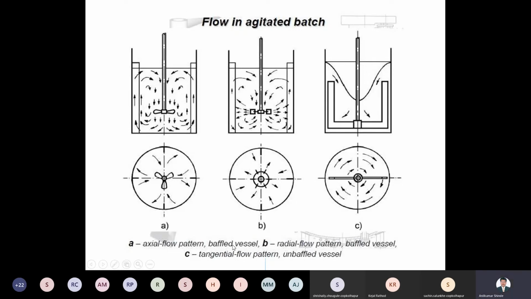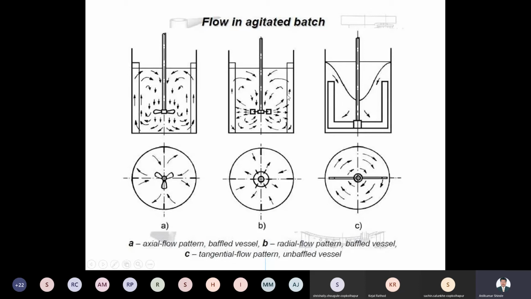Then next, you can use a baffled vessel. We require the baffle. All these flow patterns require baffles on both sides, the right side and the left side, so that no dead zone is produced. Then B is called a radial flow pattern. These are radial flow, and these are the different paddles that can be used. The paddle is attached at the center to the end of the shaft, and the shaft is attached to the motor. So this flow pattern is there.